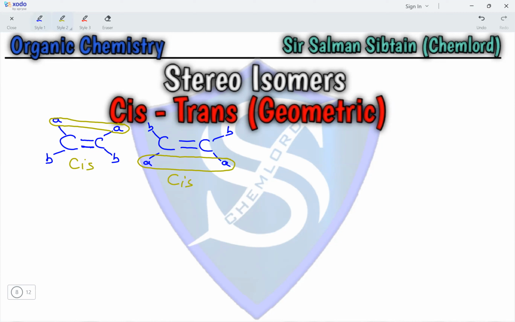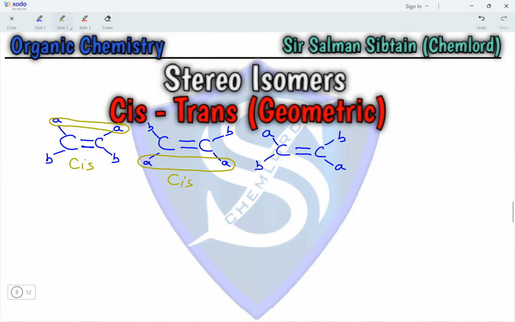The other isomer for this compound will be called the trans isomer, in which we can have the A and the B switching positions on one of the carbon atoms. Meaning, if A stays here, then on the opposite side of the double bond, A would be present below the double bond. So they will be present on the opposite side. Same thing will happen with B.